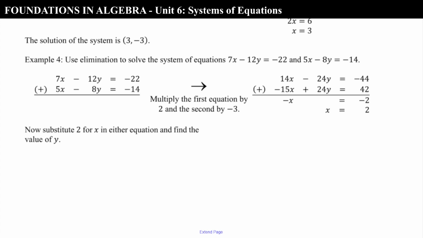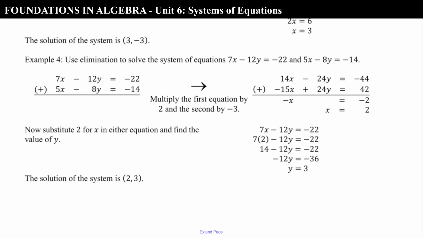Now we're going to put 2 in place of x in our first equation. So 7 times 2 gives us 14. Subtract the 14 from each side. You get negative 22 minus 14, which is negative 36. And divide each side by negative 12, and you get y equals 3. So our solution here is 2, 3. X is 2, y is 3.